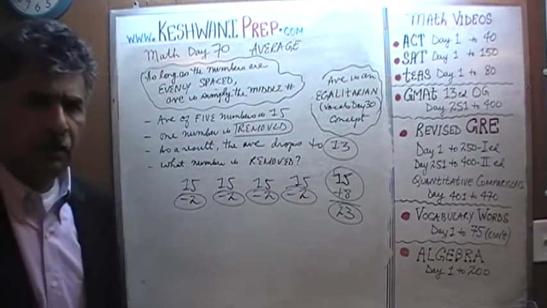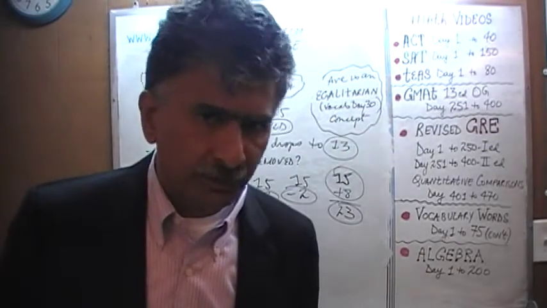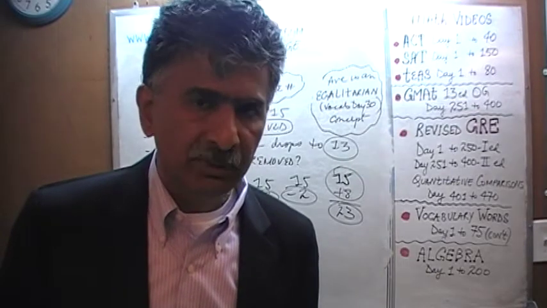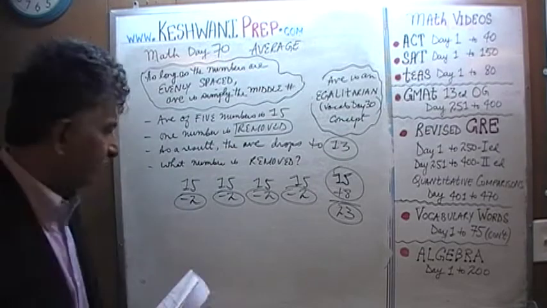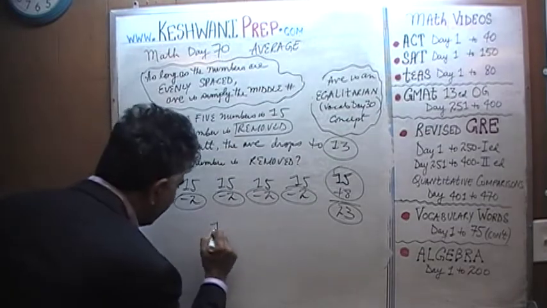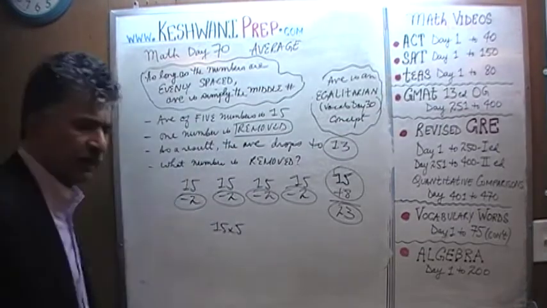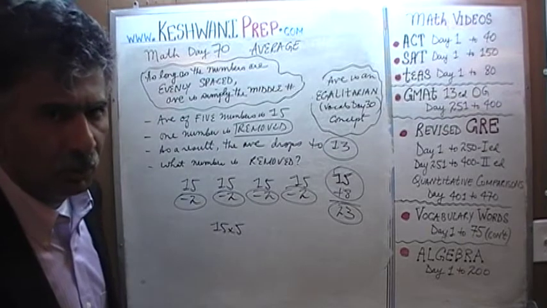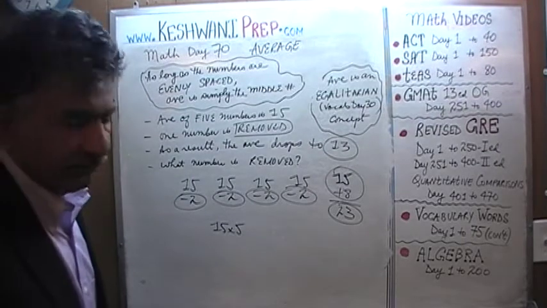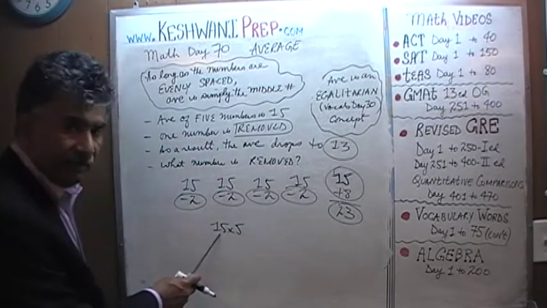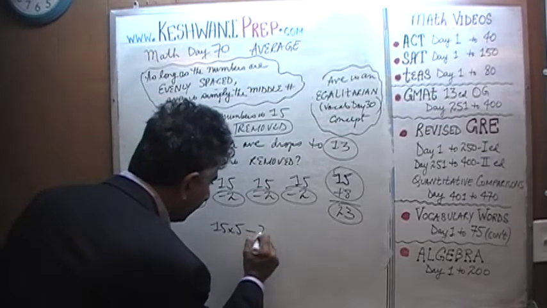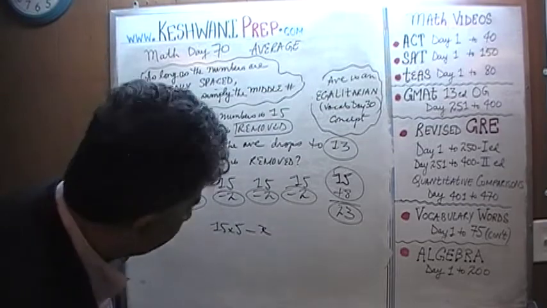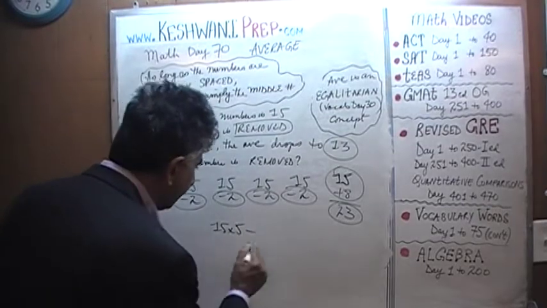If you insist on it, we're going to very quickly do this problem in the classical way, but it is thoroughly unnecessary. In the classical way, what we need to understand here is this part. The old average was 15, so the total of all of these 5 numbers was 15 times 5, because 15 was the average and there were 5 of them. And then we went ahead and removed one number. Obviously, we do not know which number we removed. We remove one number and that is our unknown.